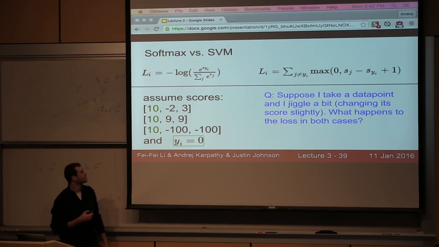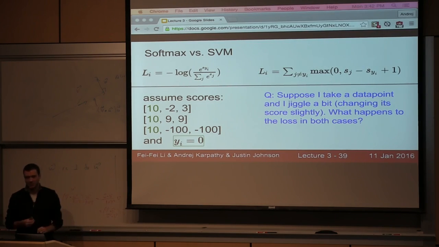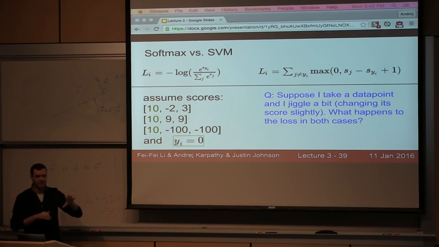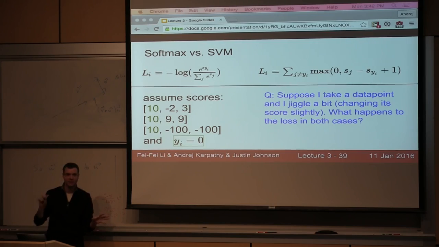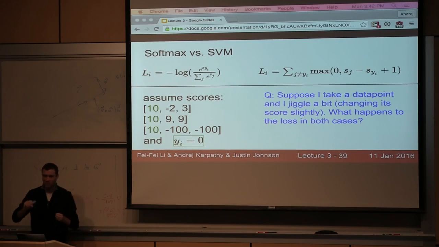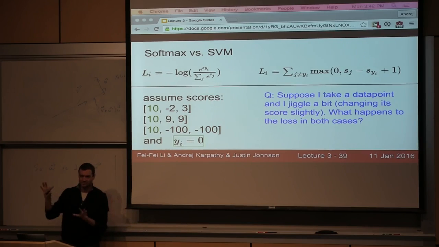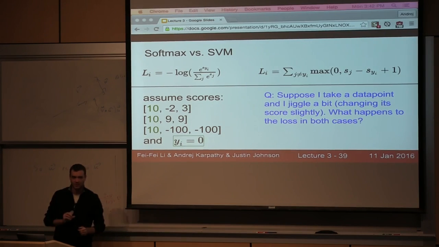And for the other examples, I don't know, but that's one clear distinction, right? The SVM has this added robustness: it wants this margin to be met, but beyond that, it doesn't micromanage your scores. Whereas softmax will always want these scores to be, you know, everything here, nothing there. And so that's one very clear difference between the two.